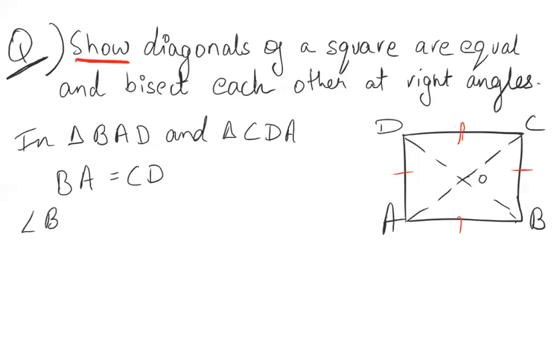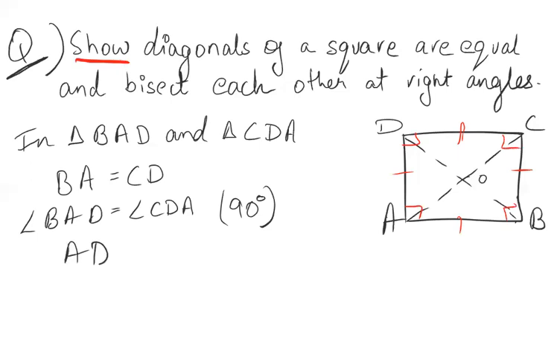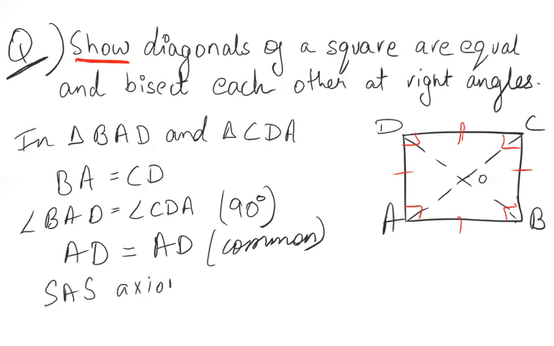And angle BAD is equal to angle CDA. Both are 90 degrees. Remember, a square is nothing but a rectangle with all sides equal, and all angles are 90 degrees. And obviously AD is equal to AD, which is common. So we prove that by the SAS axiom, these two triangles are congruent.